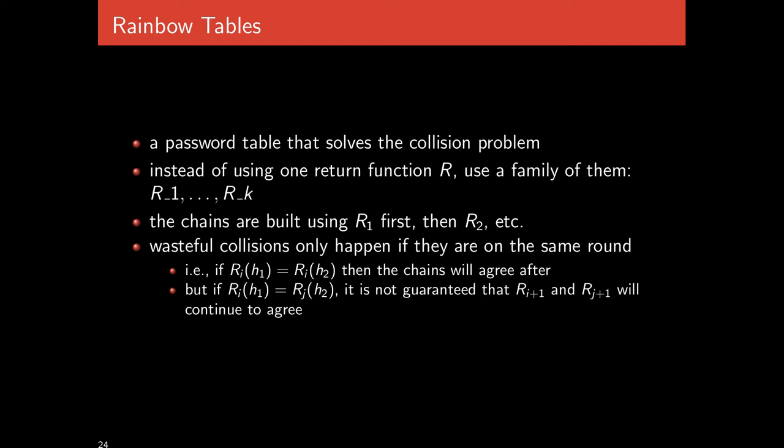That is, you can have a collision where two hashes point to the same new password through the reverse function, but the next round you're applying different reverse functions to the new hash of the password, which will be the same still. But those different reverse functions won't agree, and there's no reason that they should, since you just choose different R functions. So a collision has to not only occur for the same hash value, but it has to occur in the exact same position in the chain, making these collisions much less likely to occur.